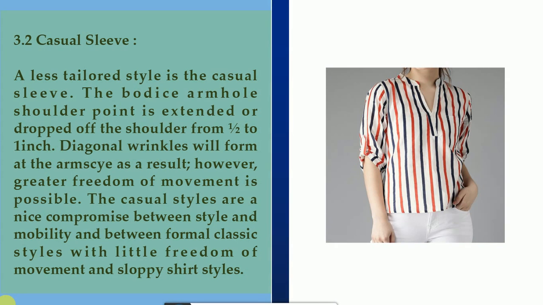3.2 Casual sleeve. A less tailored style is the casual sleeve. The bodice armhole shoulder point is extended or dropped off the shoulder from 1/2 to 1 inch. Diagonal wrinkles will form at the armscye as a result. However, greater freedom of movement is possible. The casual styles are a nice compromise between style and mobility and between formal classic styles with little freedom of movement and sloppy shirt styles.